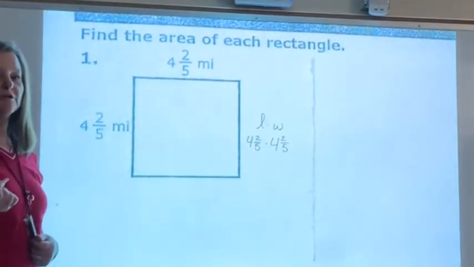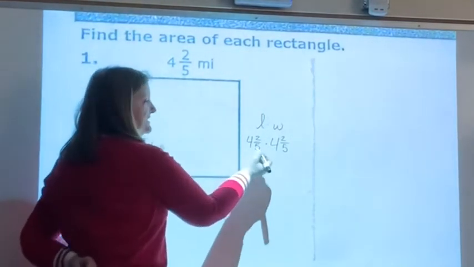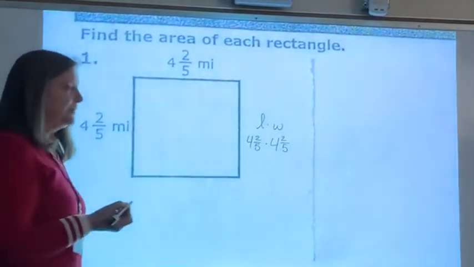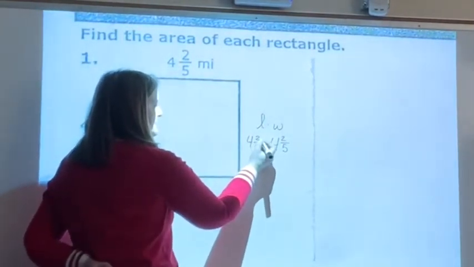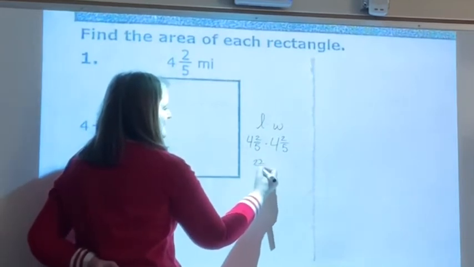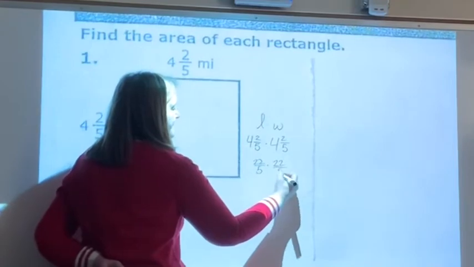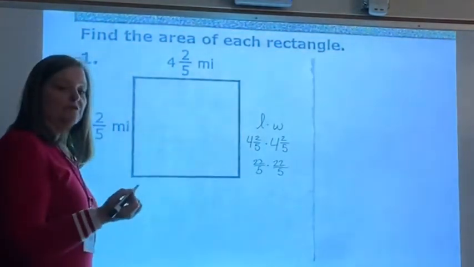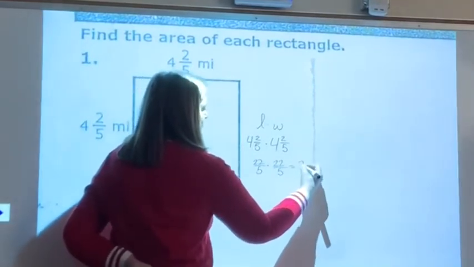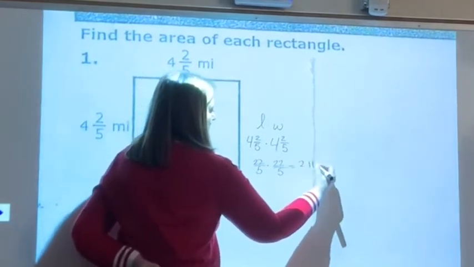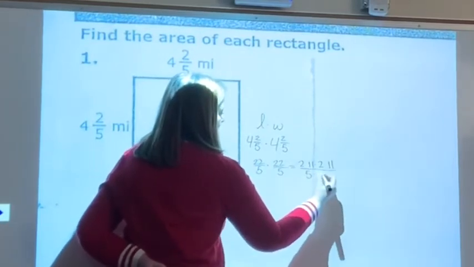So we're going to do a quick review of how to multiply mixed numbers. You're going to take and change the mixed number to an improper fraction. So 5 times 4 is 20. 20 plus 2 is 22 fifths. And since this is the same, it's also going to be 22 fifths. Then we're going to find the prime factors of each of these. 22 is 2 times 11. 22 is 2 times 11. 5 is just 5, and 5 is just 5.